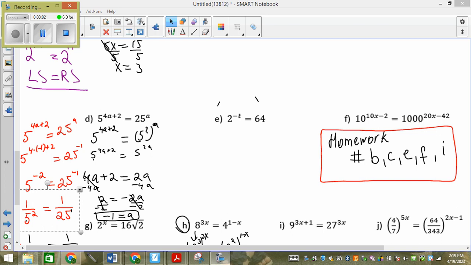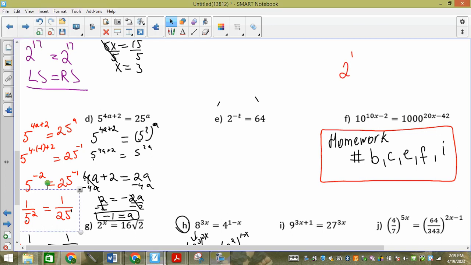When you do common base, if I have 2 to the smiley face equals 2 to the 6, what would be true about smiley face? It equals 6, right? If you have 2 to a smiley face equals 2 to the 6, then smiley face equals 6, because that would be a true statement, right? So we're always trying to make common bases, because if the bases are common, we can say that the exponents have to be equal.